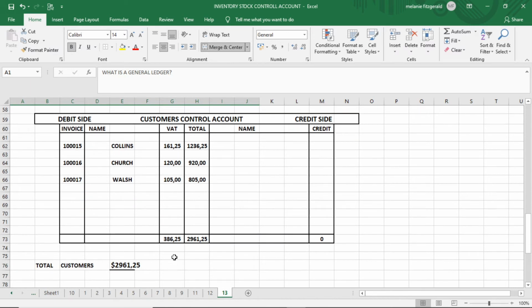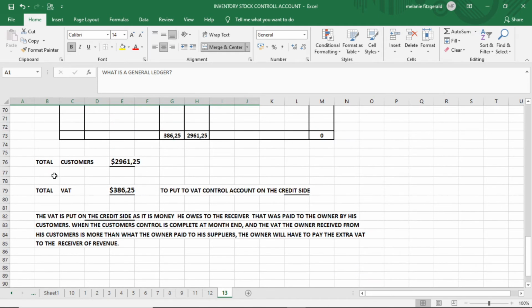We add up the VAT. It comes to $386.25. And then we add up the totals that they bought from us. It's $2,961.25. When they pay us from the cash book, then we enter in those amounts that they pay us. At the moment, this is what they owe us, and then once those amounts get paid, they come in here on the credit side, and that's why it's blank. This is 30 to 60 days, and it comes from the cash book.